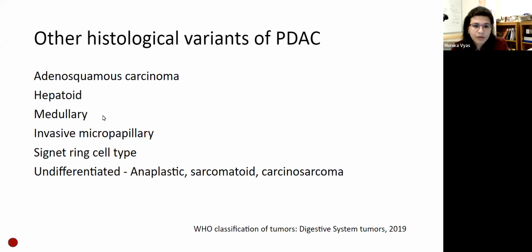So that would again be a very poorly differentiated syncytial growth pattern with a robust inflammatory infiltrate, and good to do immunostains for mismatch repair proteins in these cases, as that could have treatment implications. And we will get to that in a minute. And then there are other variants such as invasive micropapillary variant, signet ring cell carcinoma of the pancreas, and then undifferentiated category, which includes anaplastic carcinoma, sarcomatoid carcinoma, and carcinosarcoma of the pancreas.